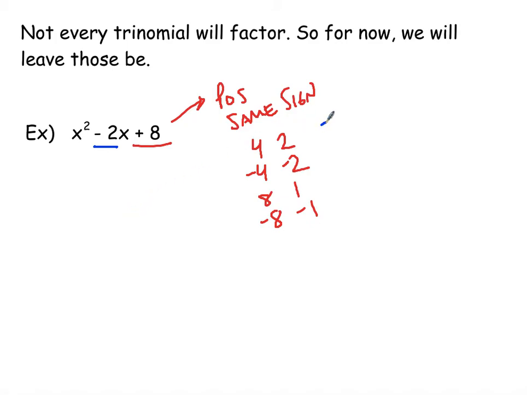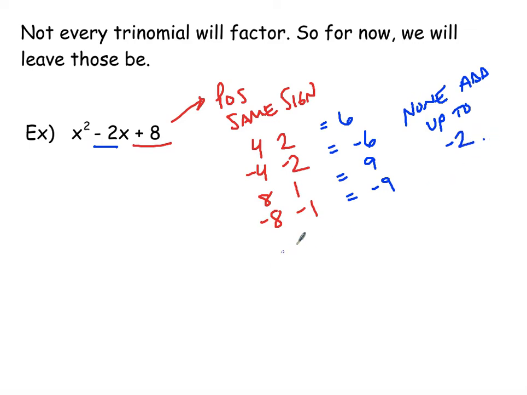These two would add to give 6. These two would add to give a negative 6. These two add to 9, and these two add to negative 9. None of them add up to negative 2. So, unfortunately, what that means is that this does not factor.